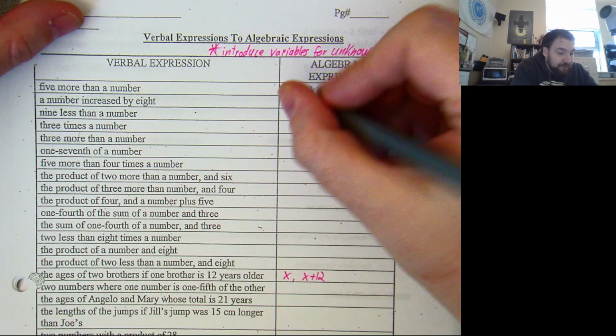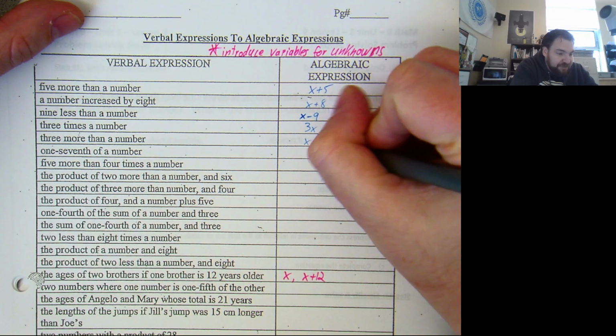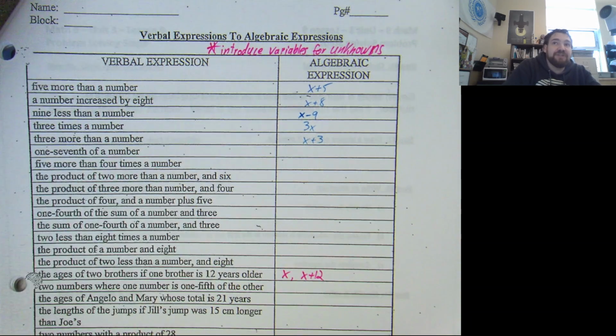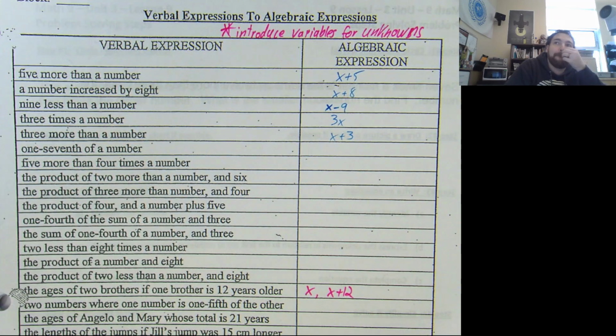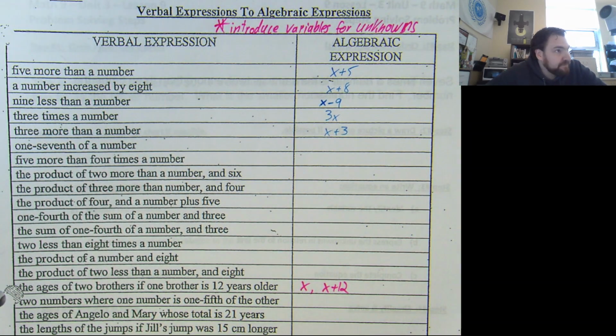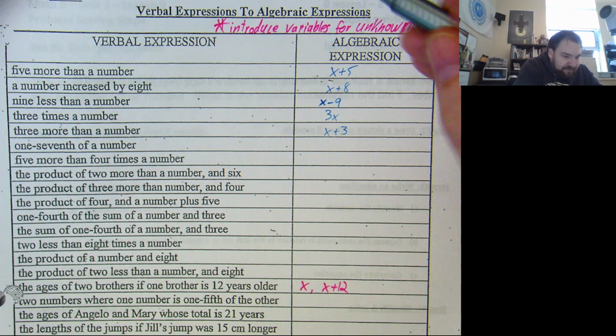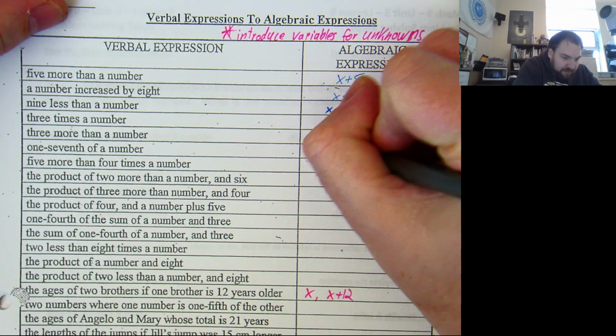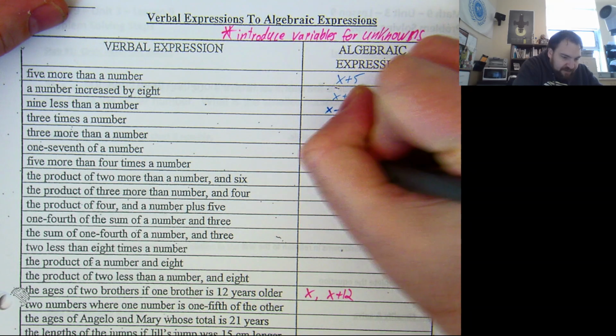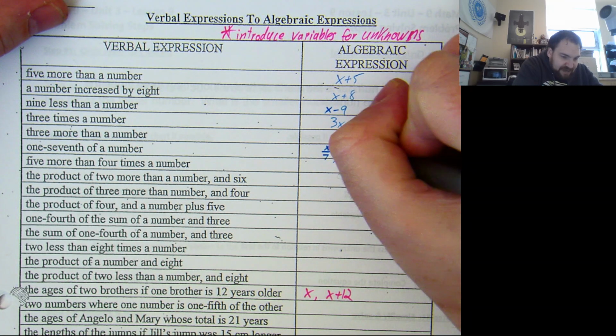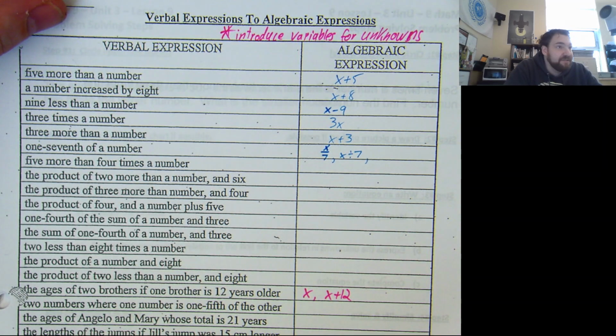3 more than a number, x plus 3. 1/7 of a number. What did you guys say for this one? X divided by 7. X over 7. X divided by 7.